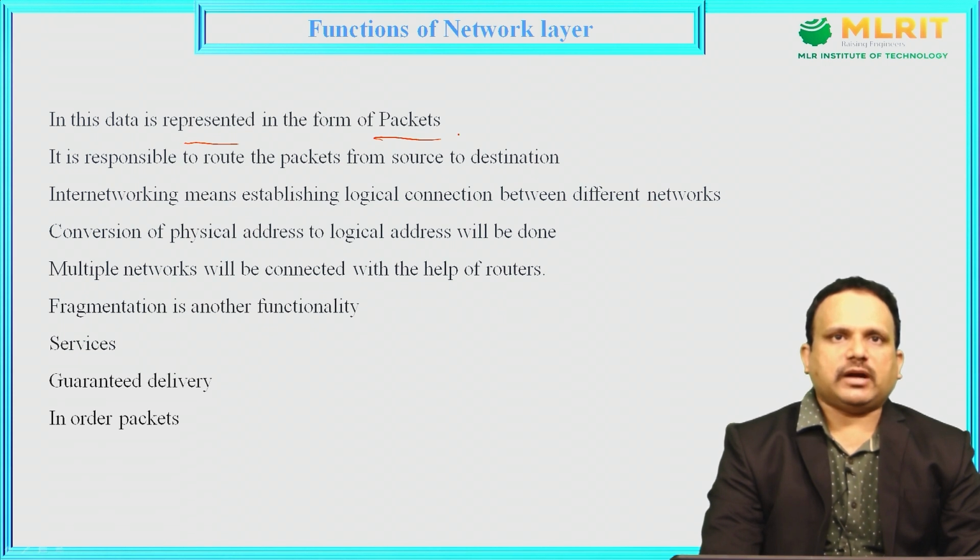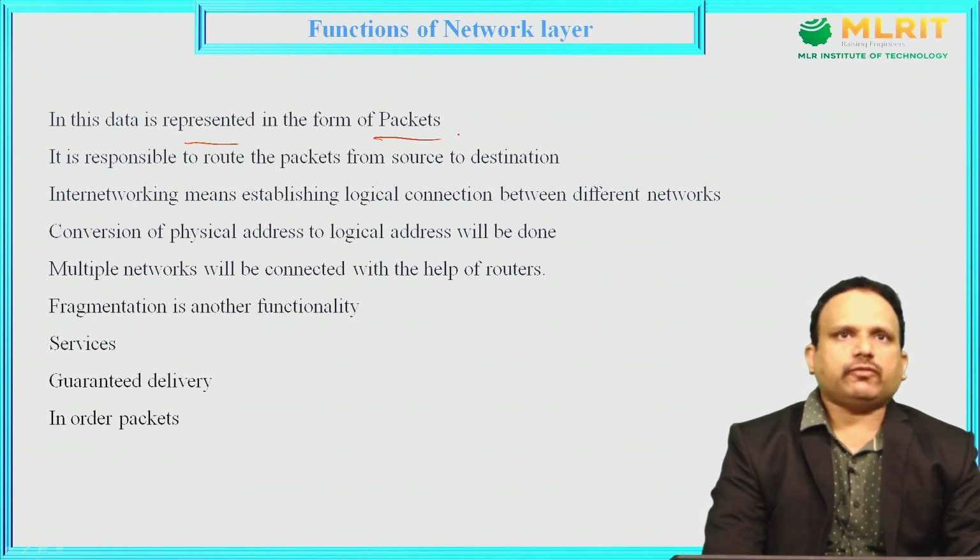Say, for example, our college is the destination, and we are supposed to reach the destination from our house. So, that is the source. We will have n number of paths, out of which we are going to select the best path. So, routing means we are supposed to route the packet from source to destination.